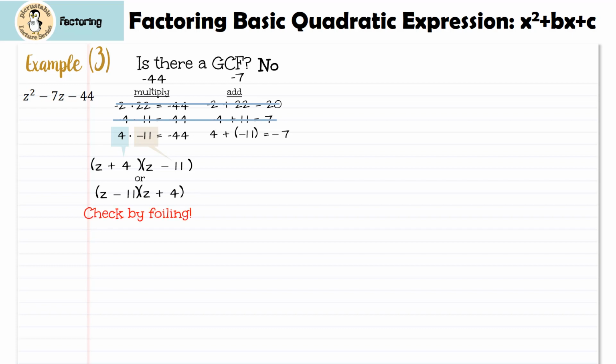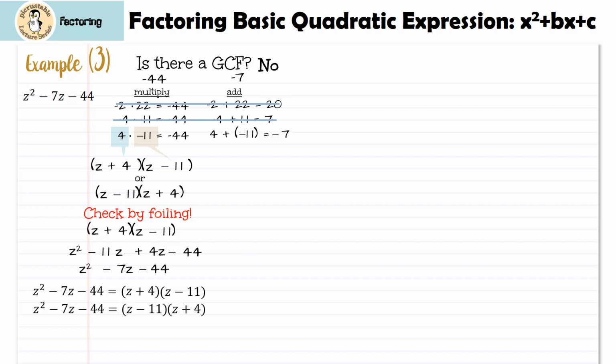Let's check by foiling. We're going to do first, outside, inside, last. So we'll have z squared minus 11z plus 4z minus 44. That'll give us z squared minus 7z minus 44, which is exactly what we want. So what exactly does this mean? It means that when we factor z squared minus 7z minus 44, we get z plus 4 times z minus 11, or z minus 11 times z plus 4. It doesn't matter.